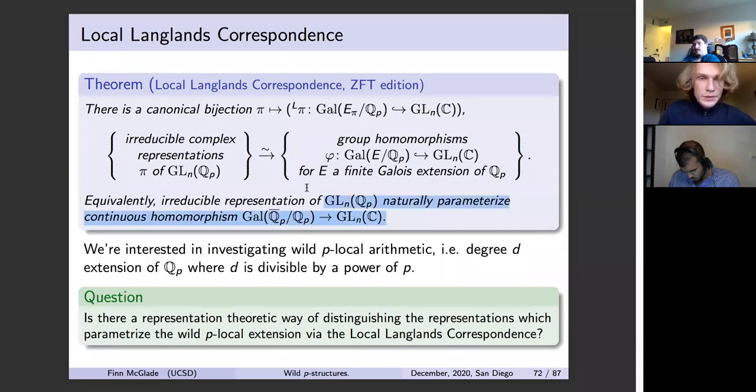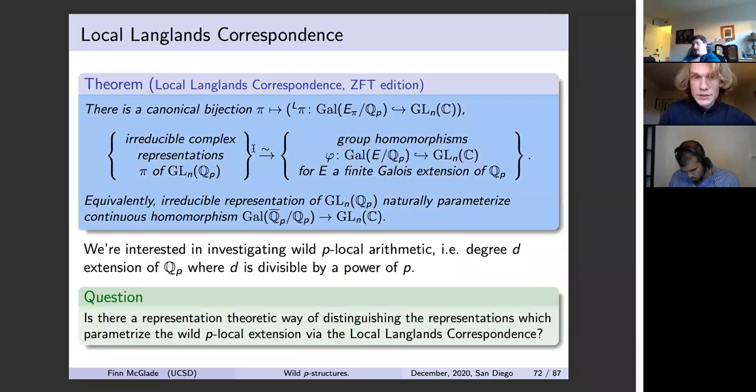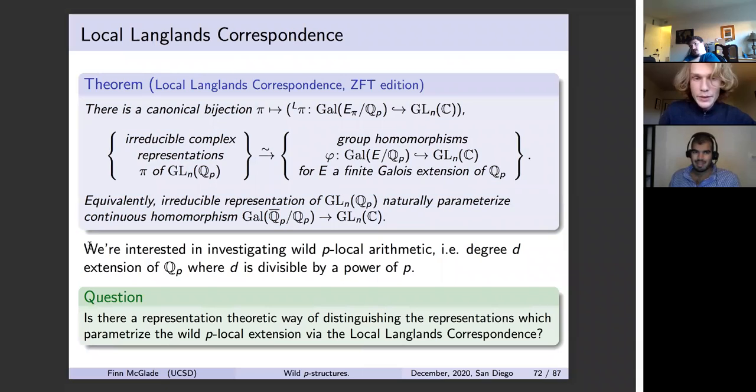So right, the idea is to illustrate some examples in this area, but I'm interested in understanding the wild p-local arithmetic. By that I mean I want to understand degree d extensions of Q_p in the case when d is divisible by p. And if I just stare at this formula up here, it's not really telling me how to single out the degree d extensions when d is divisible by p.